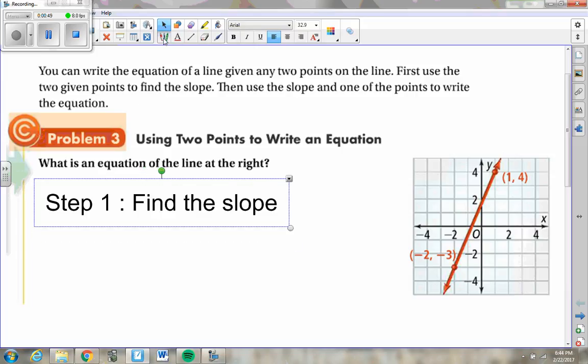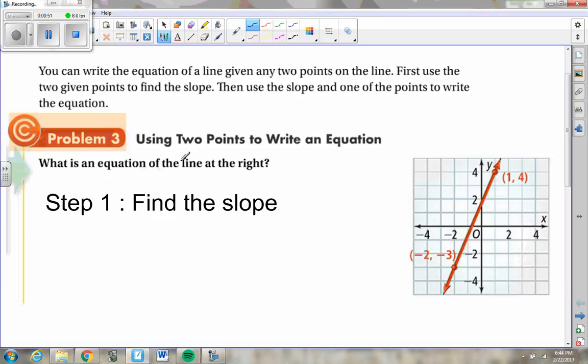Now, in the example that I have here for you, they're looking at this line right over here, and they want us to find the slope. Okay, now all they give us is that there's this point, and then there's also this point. 1, 4 up here, 1 in the x, 4 in the y, -2 in the x, -3 in the y. So to find the slope, hopefully we can remember that we take the two y numbers and we subtract them. And that goes over the two x numbers subtracted.